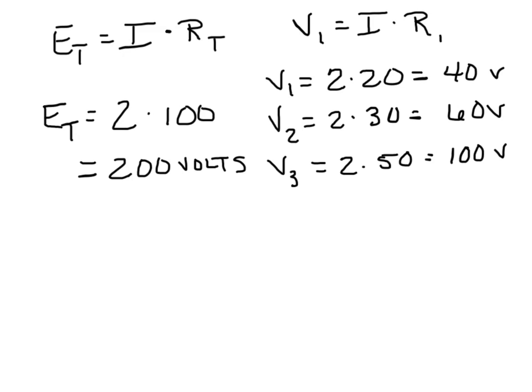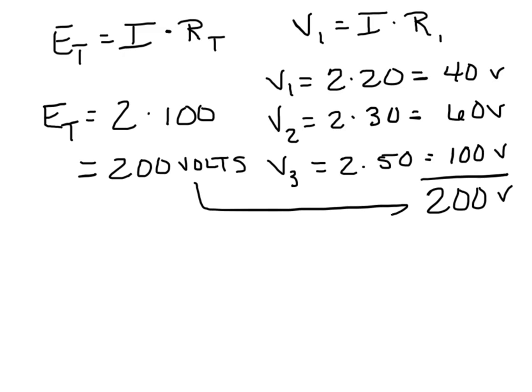Now, we have a quick, simple check. The voltage drop at each resistor, when they are added together, should equal my total voltage for the circuit. So here I'm just going to add 40 plus 60 plus 100, and I have 200 volts. A nice quick check that these are the same values. And I know I've done my problem correctly.